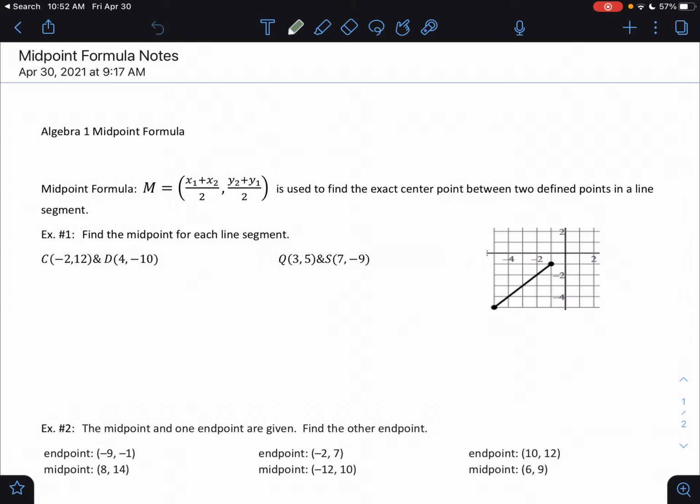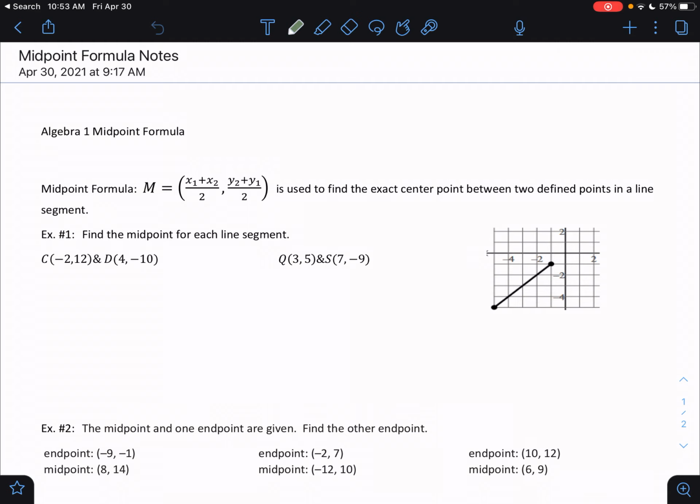Today we're learning about midpoint. So rather than finding the distance between 2 points, this time we want to know what the middle is between 2 points. So we do have a formula for this. The midpoint equals x1 plus x2 divided by 2, y2 plus y1 divided by 2.